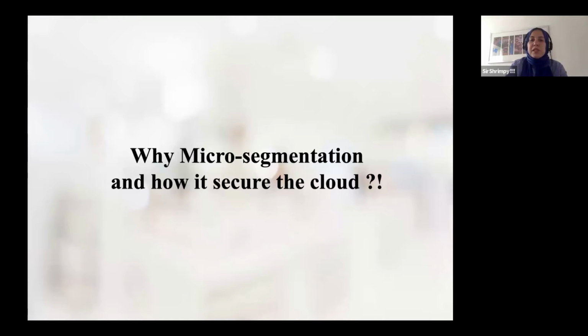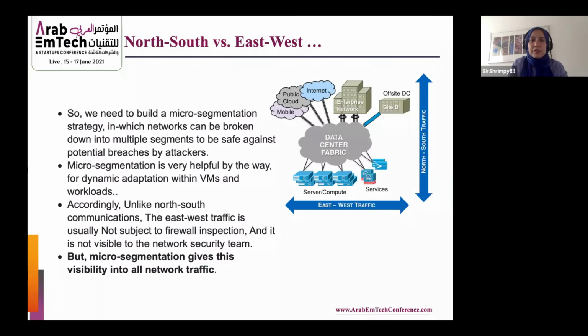So why microsegmentation and how does it secure the cloud? Let's see north-south versus east-west. We need to build a microsegmentation strategy in which networks can be broken down into multiple segments to be safe against potential breaches by attackers. Microsegmentation is very helpful, by the way, for dynamic adaptation within VMs and workloads. Unlike north-south communications, east-west traffic is usually not subject to firewall inspection, and it is not visible to the network security team. But microsegmentation gives this visibility into the network traffic.